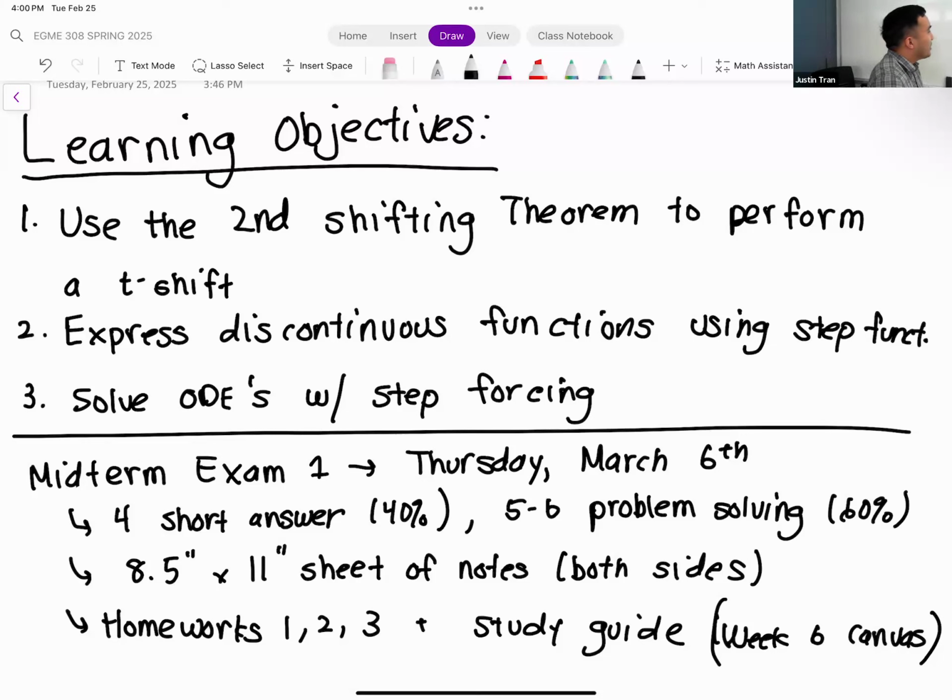Midterms coming up. Speaking of midterms, we do have a midterm in this class coming up. It's going to be next Thursday, Thursday, March 6th. So, some information about the midterm exam for you guys.